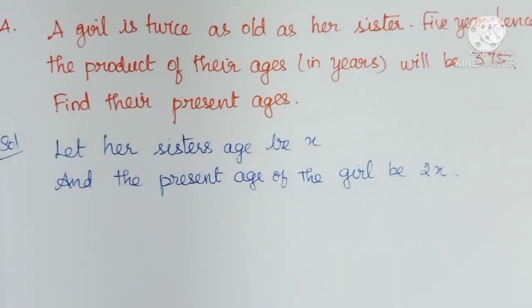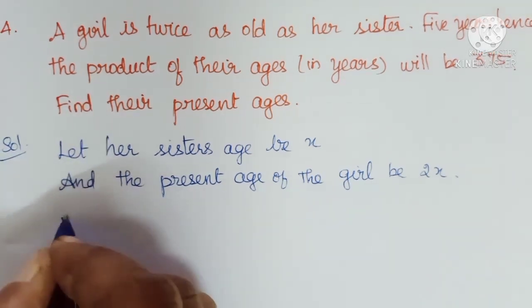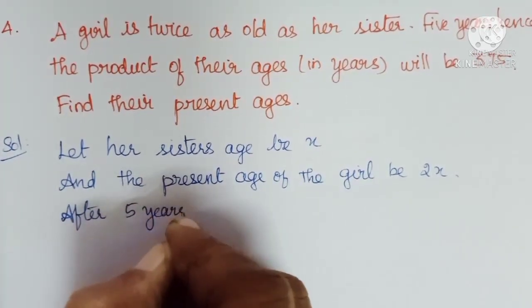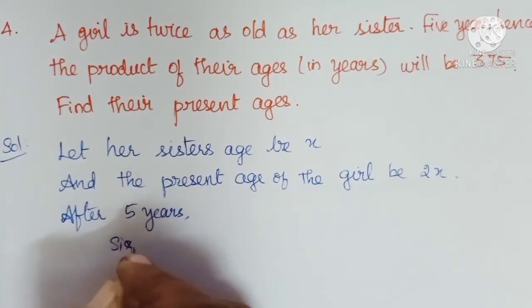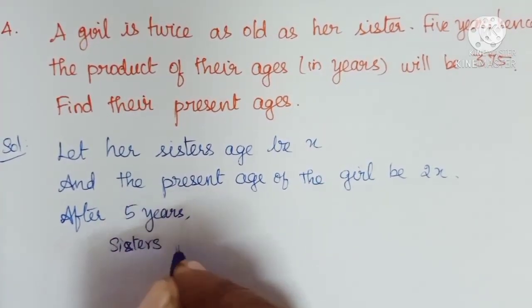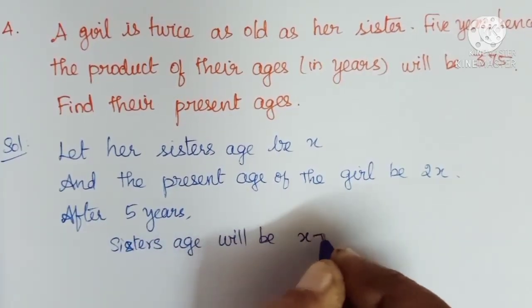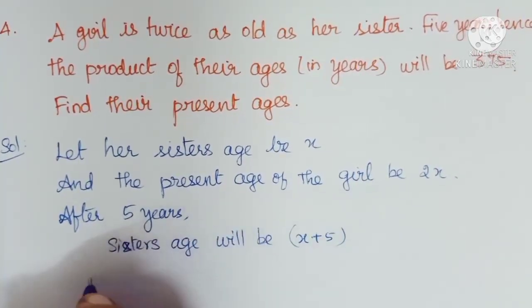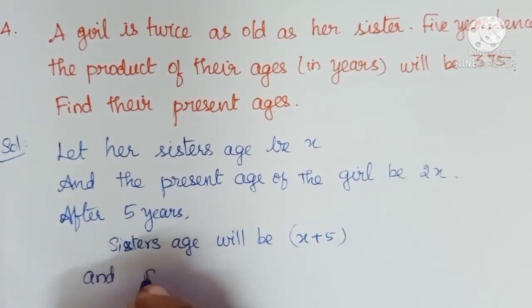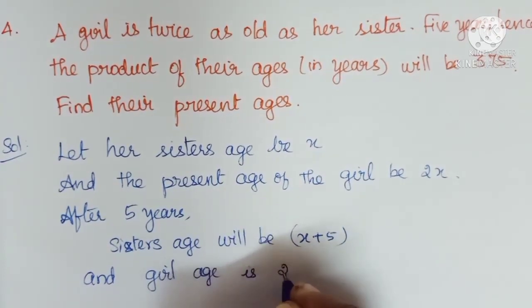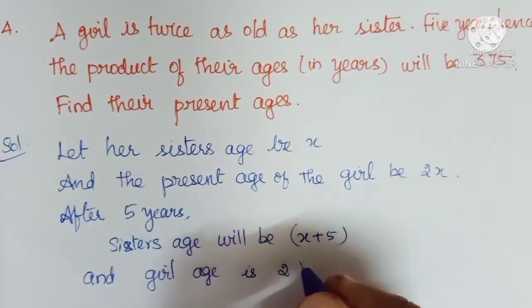5 years hence. What do you mean by 5 years hence? After 5 years. What is their present age? So after 5 years, the sister's age will be x plus 5, okay, and the girl's age is 2 into x, 2x plus 5.